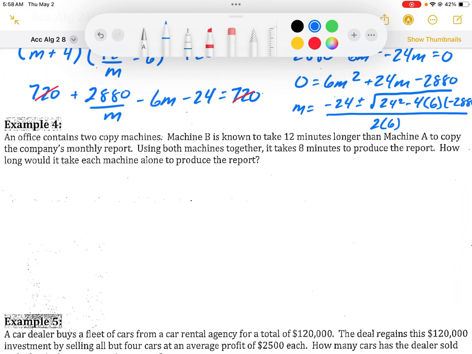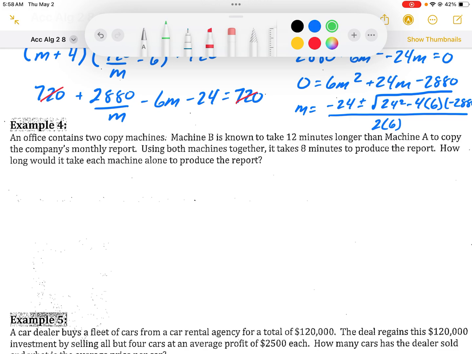Okay, for this problem, an office contains 2 copy machines. Machine B is known to take 12 minutes longer than Machine A to copy the company's monthly report. Using both machines together, it takes 8 minutes to produce the report. How long would it take each machine alone to produce a report?